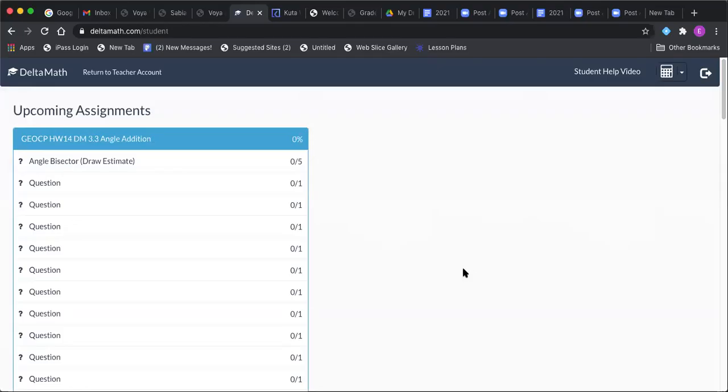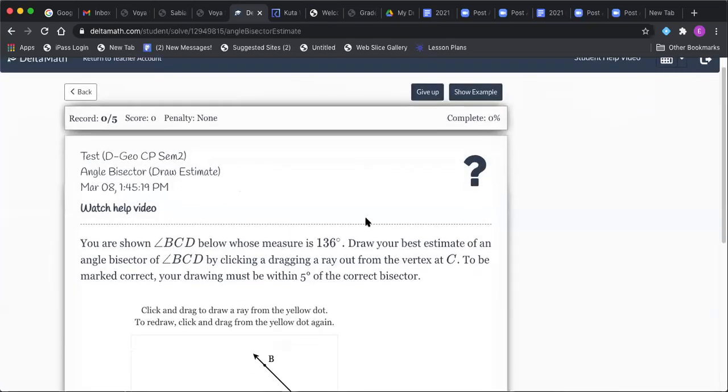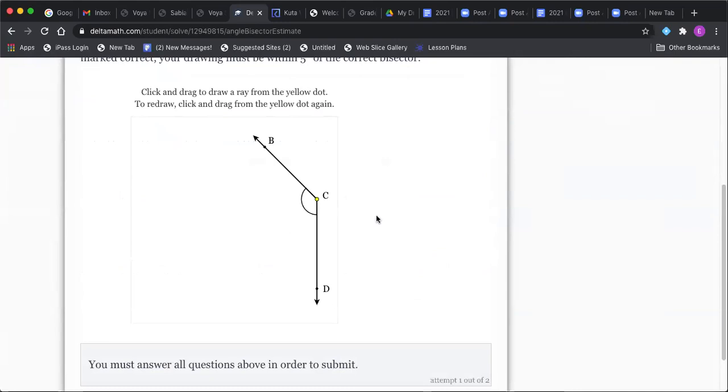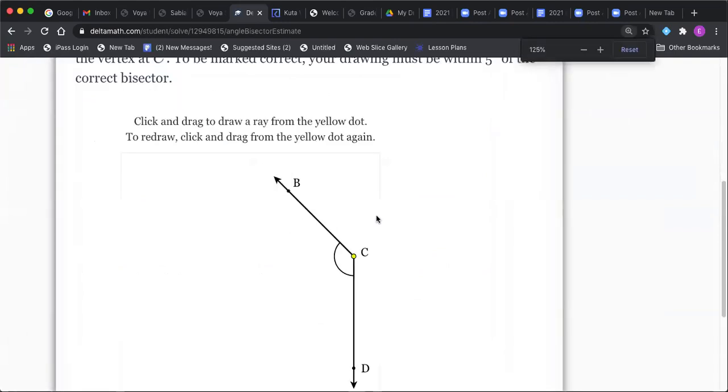Okay, so when you come in here to look at your homework, the very first one is one of the computer-generated ones, angle bisector. Watch what you do with this. I think it's fun. It's kind of a game. They're going to give you some random angle, and you're going to try and draw the bisector. So here's what you do. You grab the yellow dot, and you click on it, and look, you have some ray now. So you're going to try and bisect this angle as best you can.